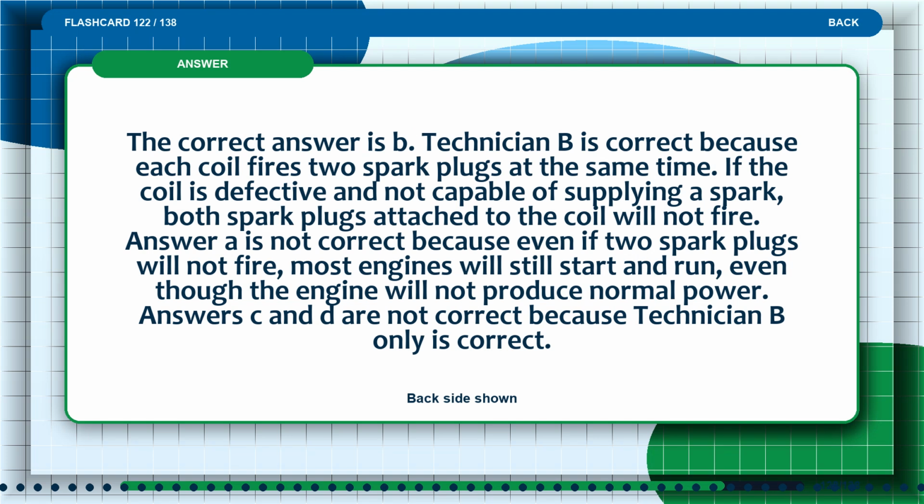Technician B is correct because each coil fires 2 spark plugs at the same time. If the coil is defective and not capable of supplying a spark, both spark plugs attached to the coil will not fire. Answer A is not correct because even if 2 spark plugs will not fire, most engines will still start and run, even though the engine will not produce normal power. Answers C and D are not correct because technician B only is correct.